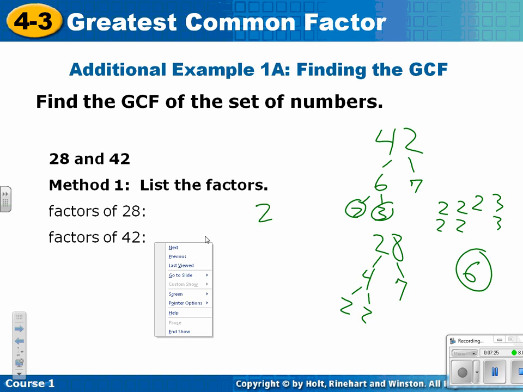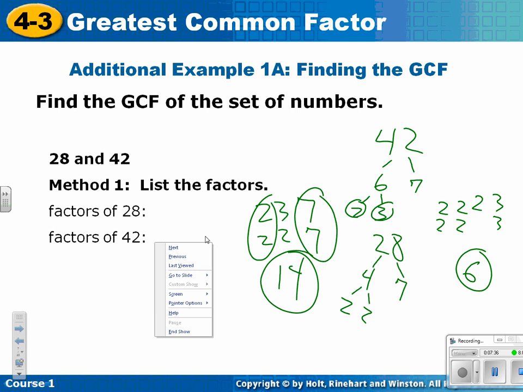What do we got? 2, 3, 7. And we got 2, 2, 7. The answer is not 7. It's 14. The answer is 14. You're adding 7 and 7. No, he's multiplying 7 times 2. I did something different than what you did. I wanted to show you something.